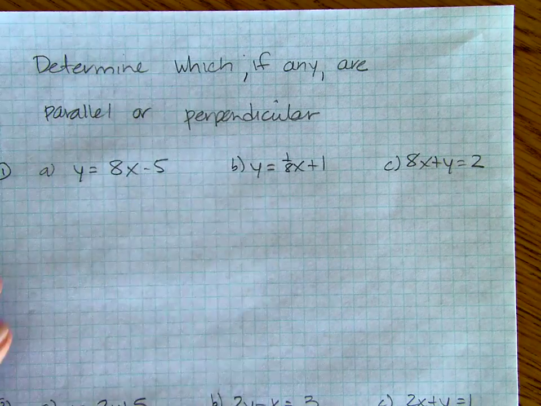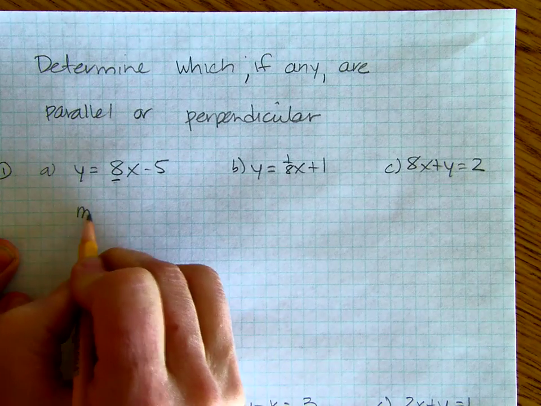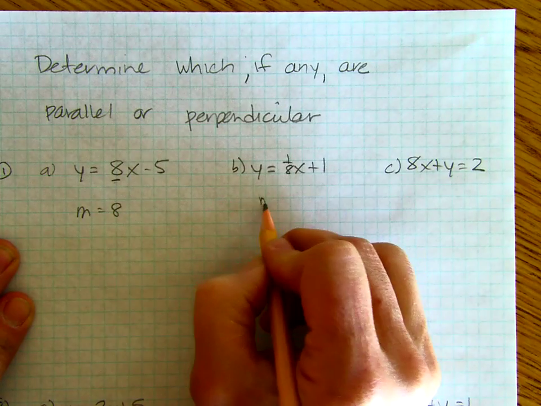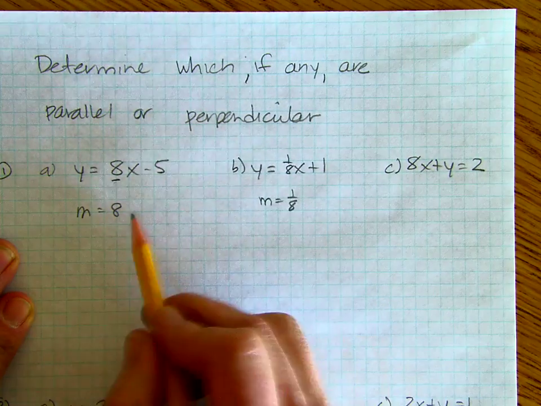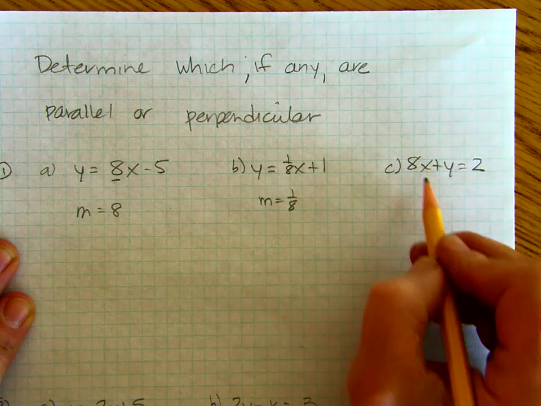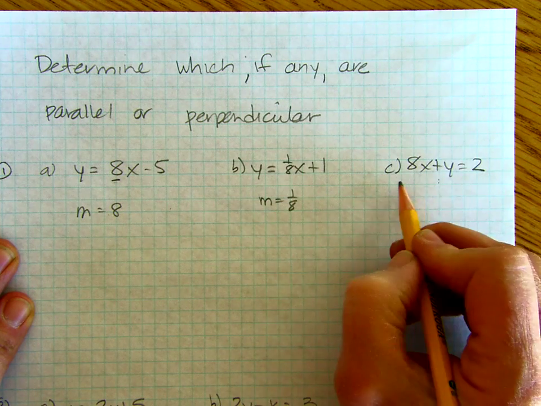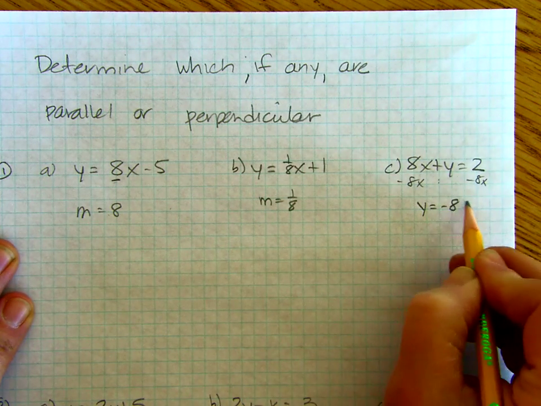Okay, and the other thing you're going to have to do is determine whether lines are parallel or perpendicular. And so again, you want to focus on the slope. Here, the slope is 8. Here, the slope is 1/8. It's not the negative. These are neither parallel nor perpendicular.